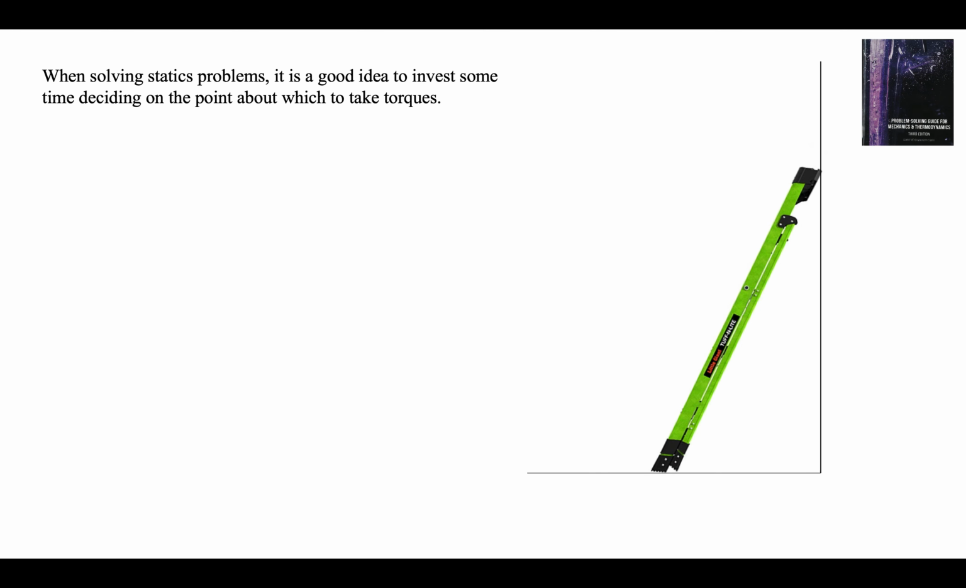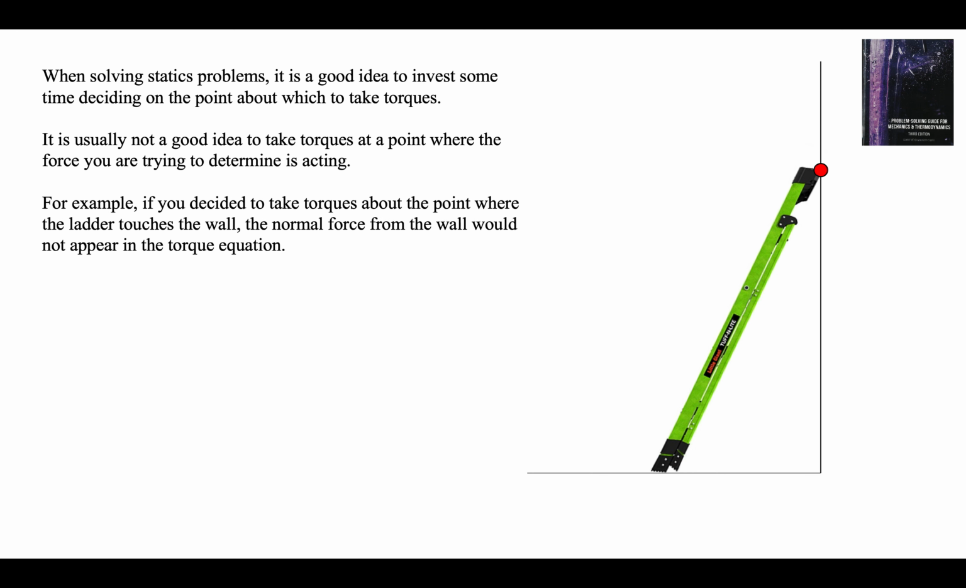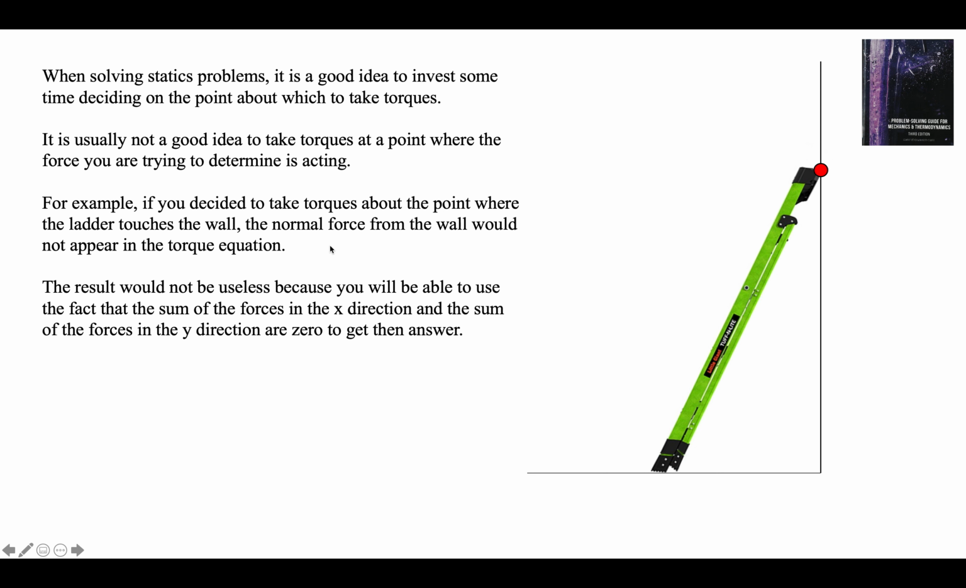All right. When solving statics problems, it's a good idea to invest some time figuring out a point to take torques. It's usually not a good idea to take torques about a point where the force you are trying to determine is acting. So if you wanted to get the normal force from the wall, you shouldn't take torques about this point here. You can if you want. You can get the answer that way. It's going to be a lot more math. But if you take torques about this point, F normal from the wall will not be in the equation. If you love math, then take torques about that point.